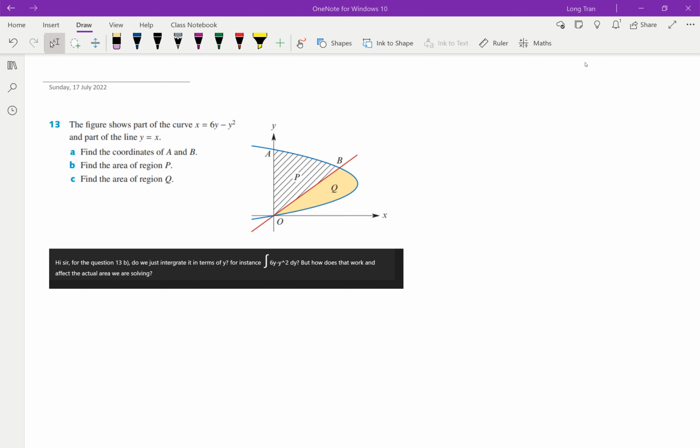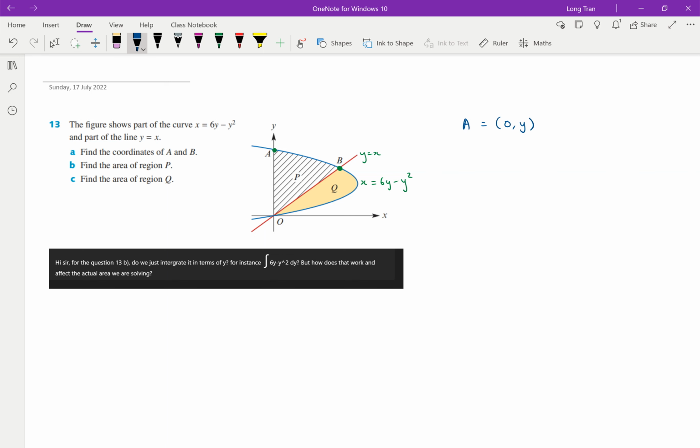Okay, so we want to find coordinates A, which looks like it's just the y-intercept, and then B, the intersection between the y equals x line and x equals 6y minus y squared, from what I can see there. Okay, so from here, let's see. We want to find A. A is probably going to be easier to find. So A is the y-intercept. So that's when x is equal to 0, so you need to find the y value.